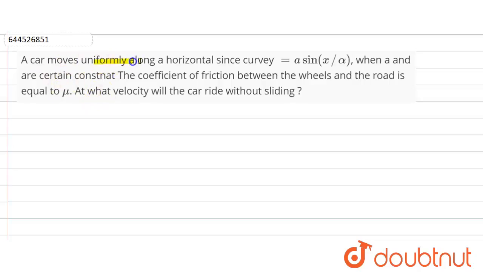Hello friends, question is given here. A car moves uniformly along a horizontal sine curve y = a sin(x/alpha), where a and alpha are certain constants. The coefficient of friction between the wheels and the road is mu. At what velocity will the car ride without sliding?